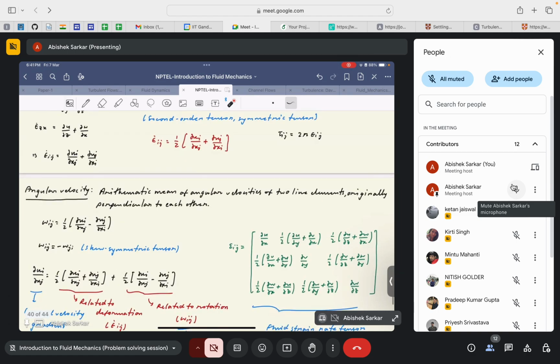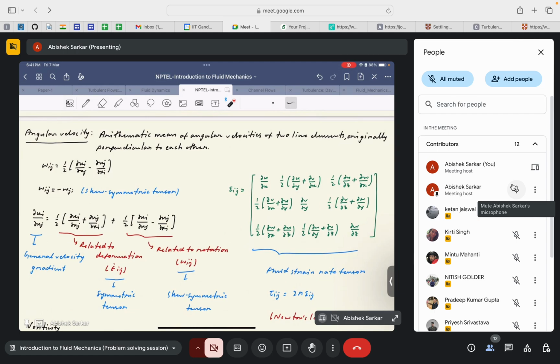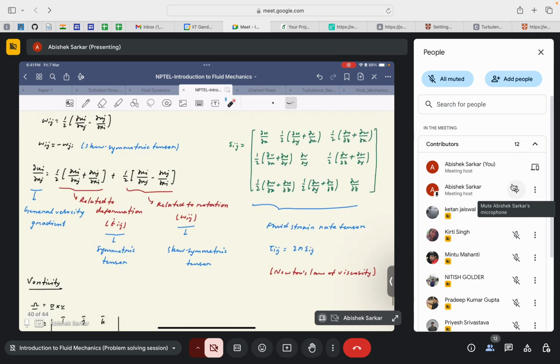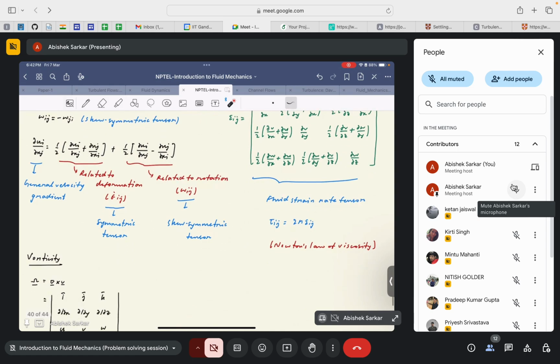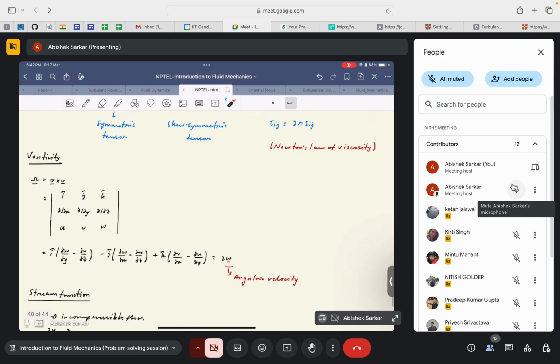Okay, and if you recollect the basic concepts of matrix algebra, any matrix can be written as a sum of a symmetric and a skew symmetric matrix. So you can apply a similar concept here, where a general velocity gradient, dou ui by dou xj, can be represented as the sum of a symmetric tensor, that is the strain rate tensor, and the angular velocity tensor, given by omega ij, which is a skew symmetric tensor. Okay, so I hope it's clear. Now let us look into the vorticity.